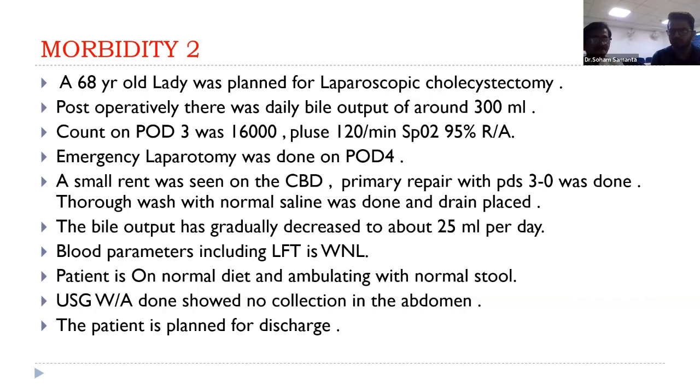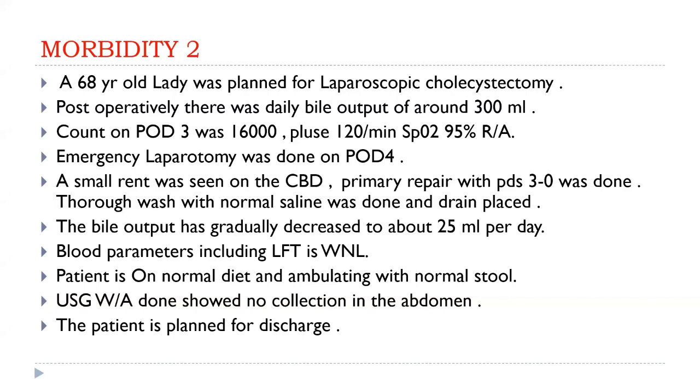Okay, Ronit is online. Yes, sir, I am online. Ronit, what was the decision for doing this primary repair on the fourth post-op day?